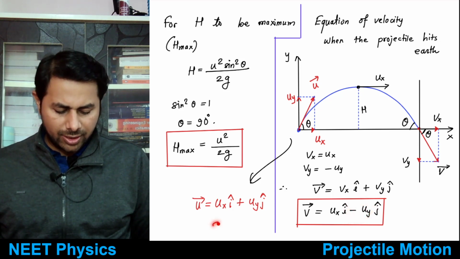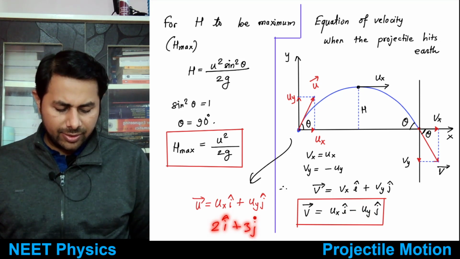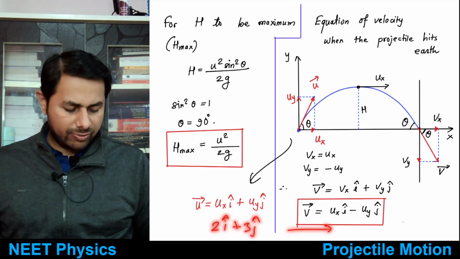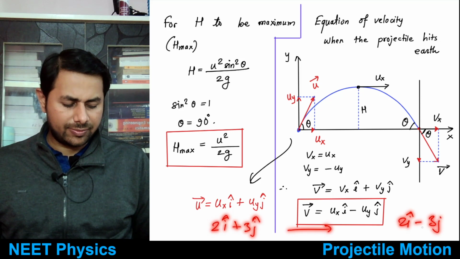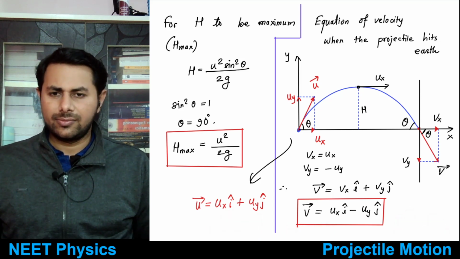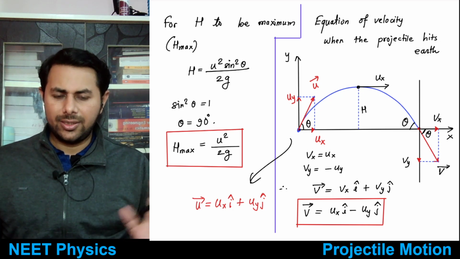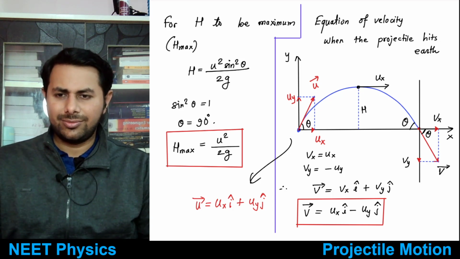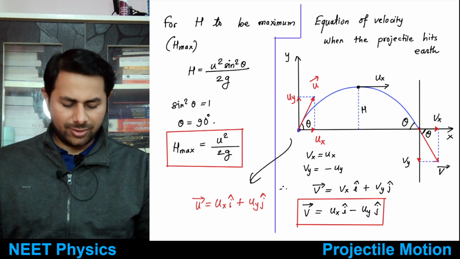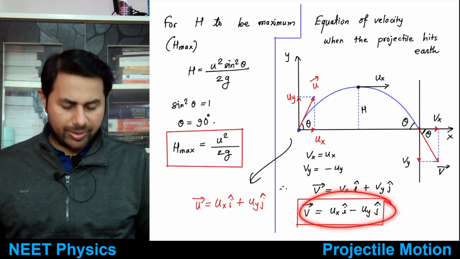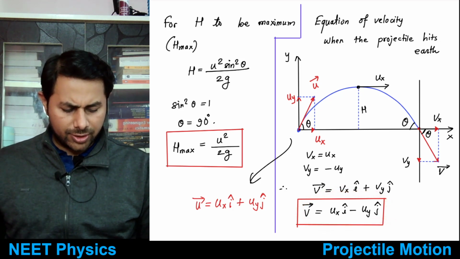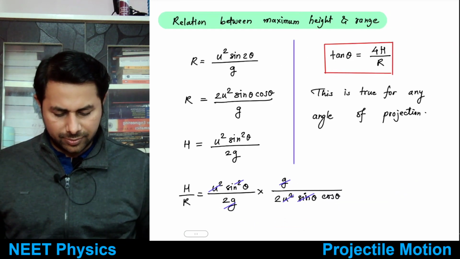So suppose this is 2i plus 3j, then what will this be? This will be 2i minus 3j. Right? Got it? Okay, very good. Please remember this thing also, because there can be a question based upon this.